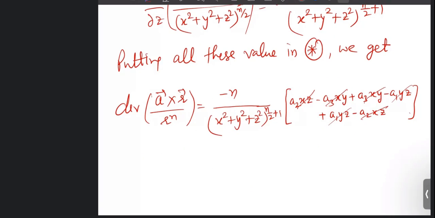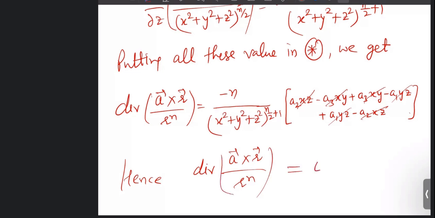Hence, the divergence of a cross r divided by r to the power n will become 0. It is a scalar point function because the dot product of two vectors is a scalar quantity. So it is simply 0. This is the way of determining the divergence of a different type of function.